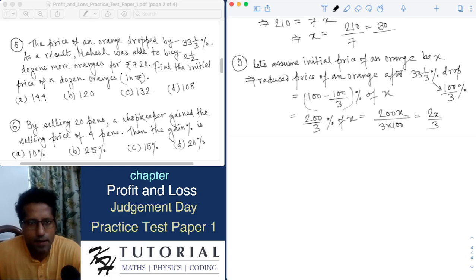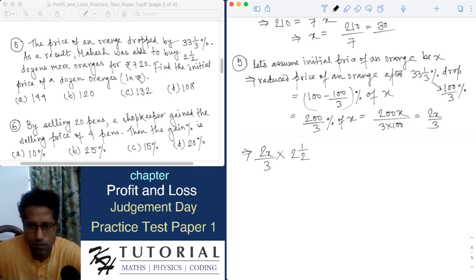Now it is given that, so this implies that based on this reduced cost price of an orange, 2x by 3, Mahesh was able to purchase 2.5 dozens of oranges for rupees 720. So we can say that since the reduced price of one orange is 2x by 3, this is multiplied by 2.5 dozens.